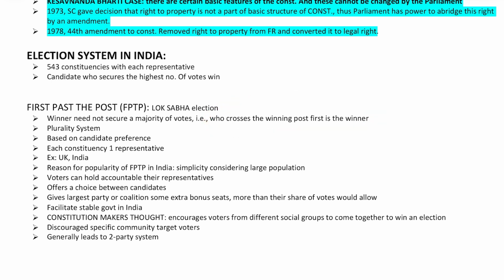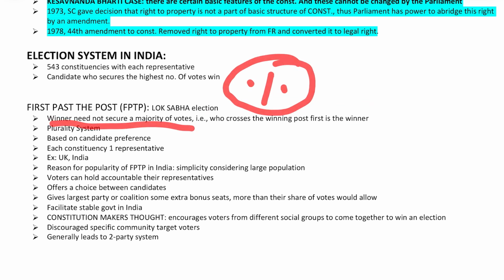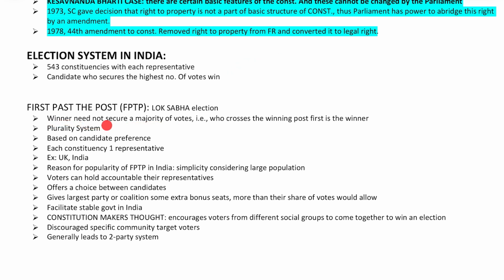Whoever wins, even by a single vote or by two or three votes, is the winner. So you just have to outpass your competitor. You just have to get more votes, not in terms of percentages, but in terms of numbers. So it is called a plurality system. It is based on candidate preference. Each constituency has one representative.